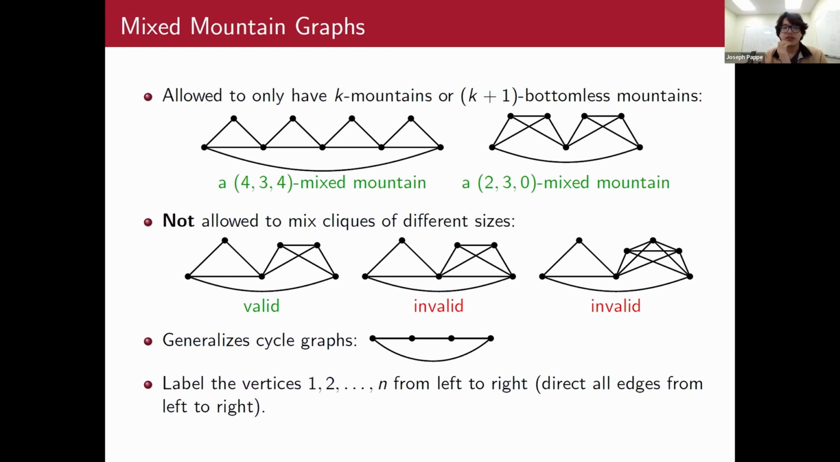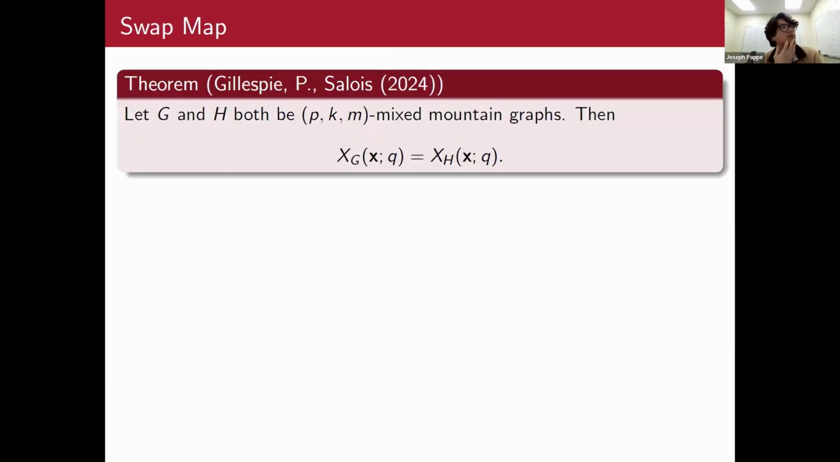Okay. So the first thing that you might notice is that in my description, I haven't specified where along the chain are the K mountains and the K plus one mountains. It turns out that from the perspective of the chromatic quasisymmetric function, this actually doesn't matter. In other words, if we have the same number of K mountains and K plus one bottomless mountains, then their chromatic quasisymmetric functions are the same.